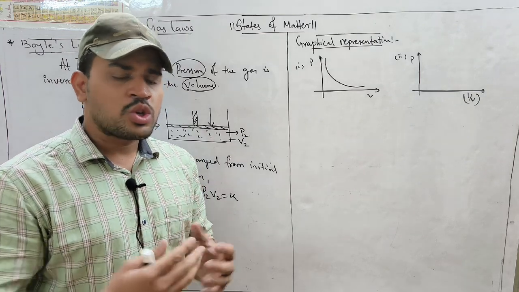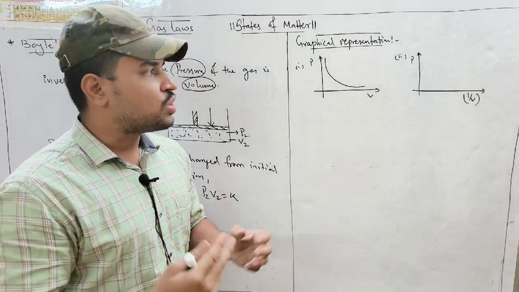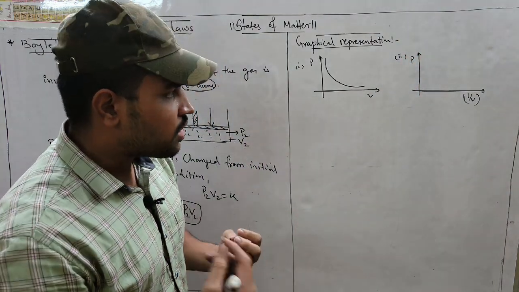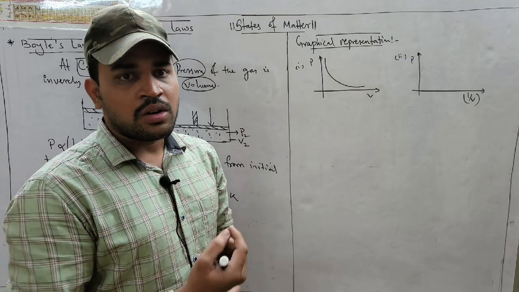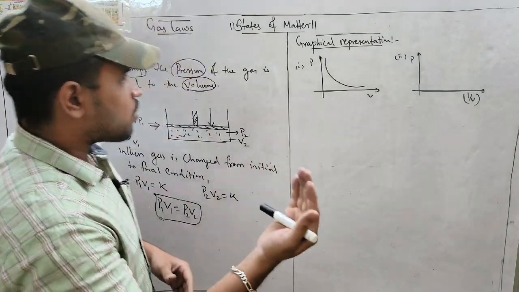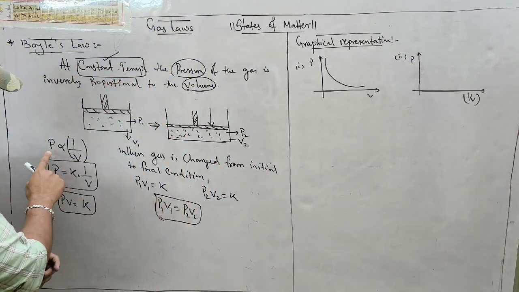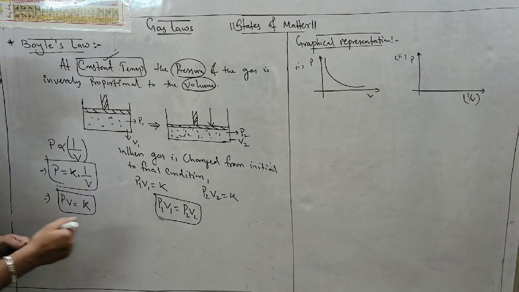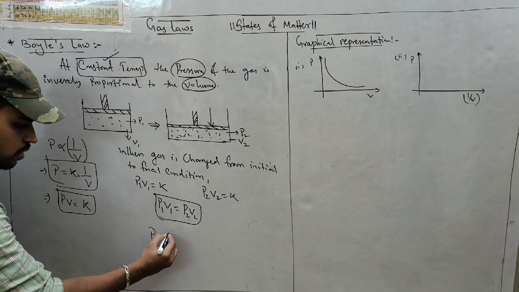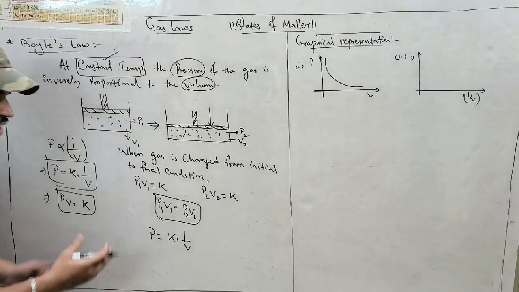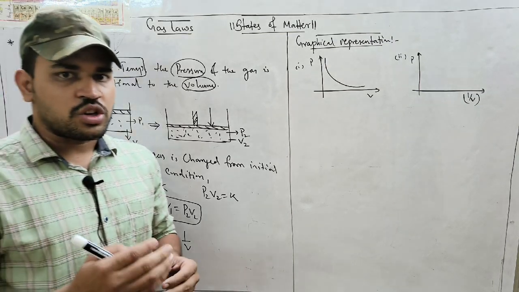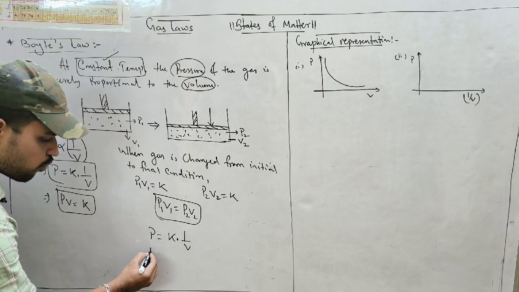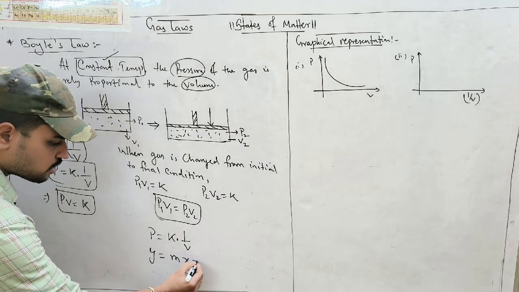Should the straight line start from the origin, or from a certain point on the y-axis? From where the straight line has to start depends on the y-intercept value. So how will you calculate the y-intercept here? P is proportional to 1 by V, that means we can write P is equals to K into 1 by V. Since it is a directly proportional relationship, we can equate it with the straight line equation. So the straight line equation is y is equals to mx plus c.